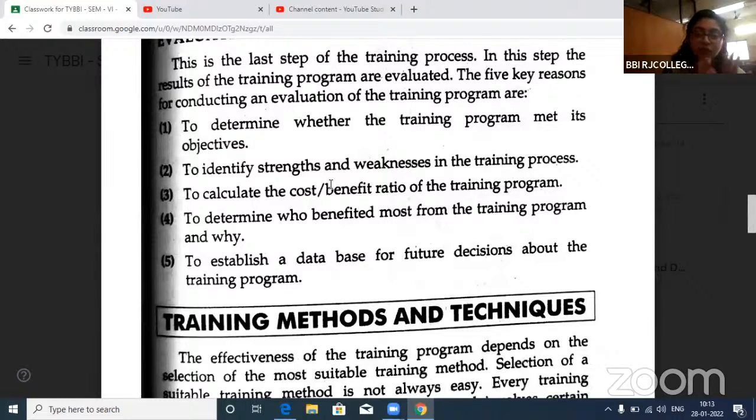So to calculate cost benefit ratio, cost means kharcha karna. The company spent money to give training sessions. In return for that expense, you get employees ready, trained employees. Now those employees are trained employees. Therefore, the company will get benefit from such trained employees.